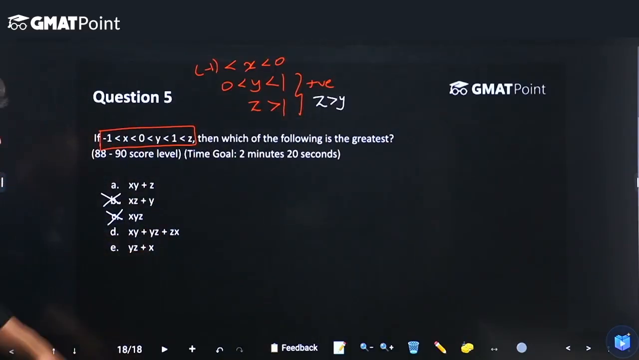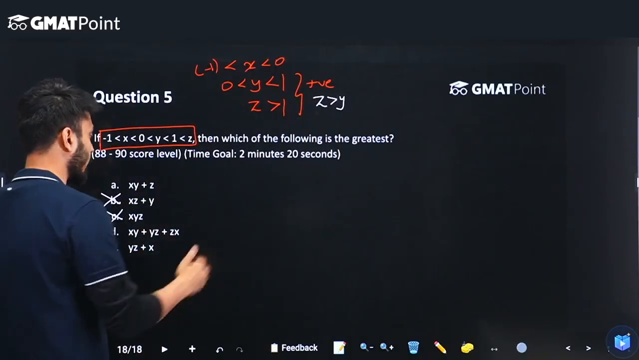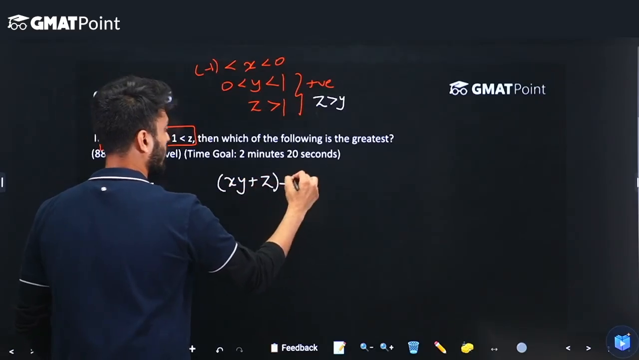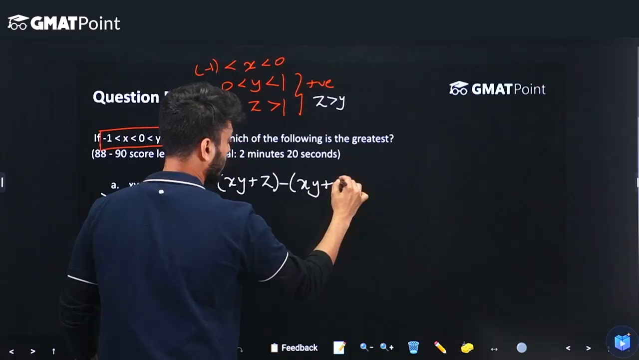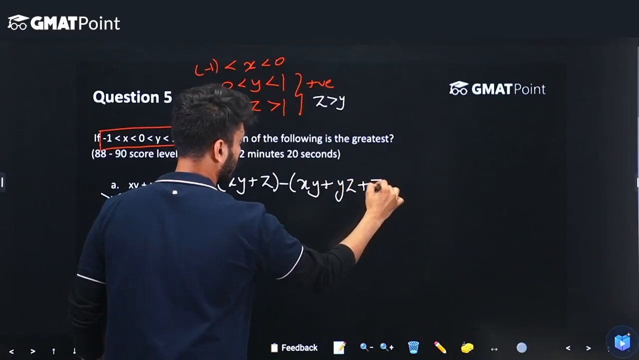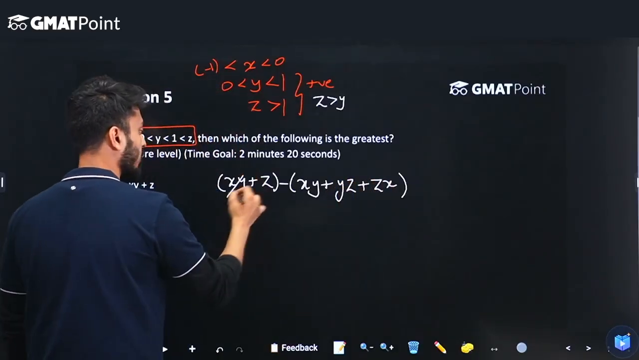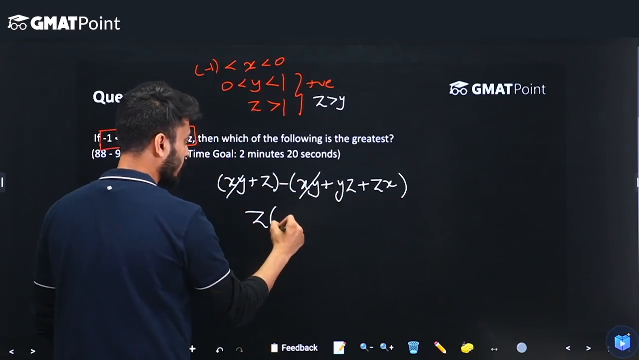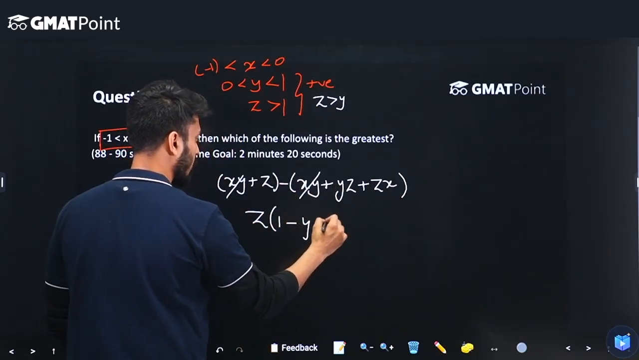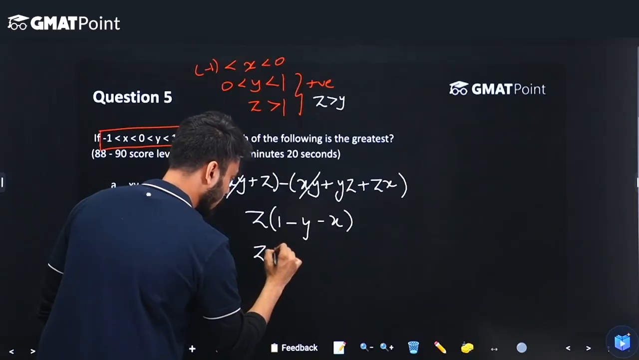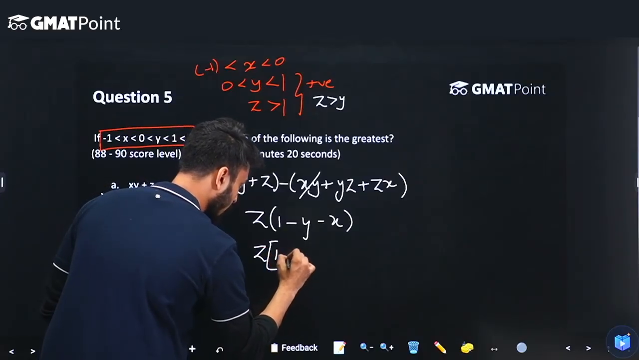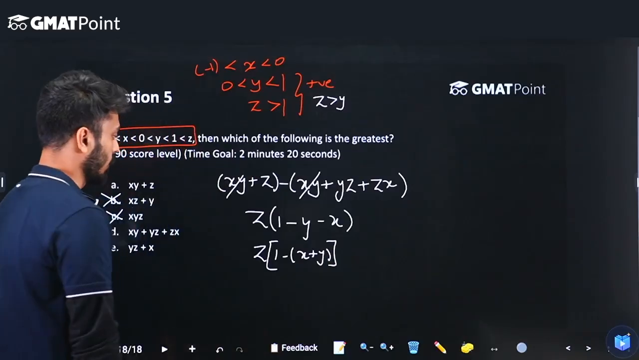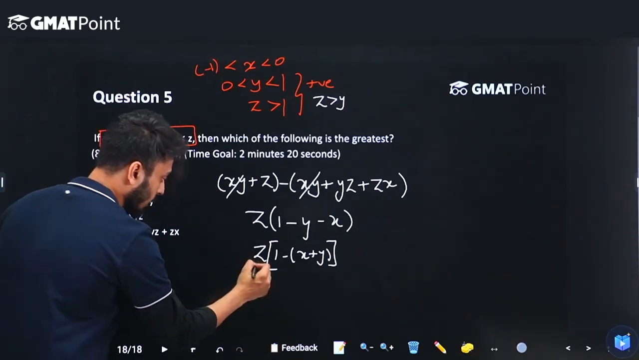We have xy plus yz plus zx. Again, we'll simply subtract it from option A. Xy plus z minus (xy plus yz plus zx). Xy simply cancels out. If I was to take z common out of all of these, I would be left with z times (1 minus y minus x), which is z times [1 minus (x plus y)]. Okay, so we are at a product again. We know this is positive.